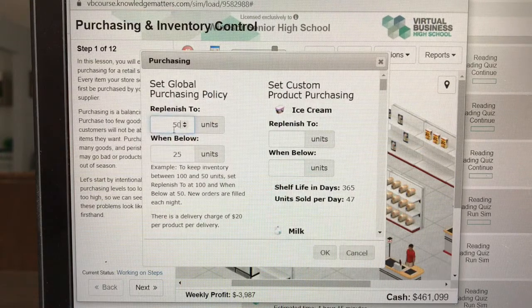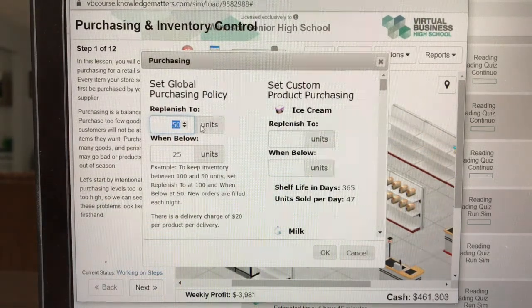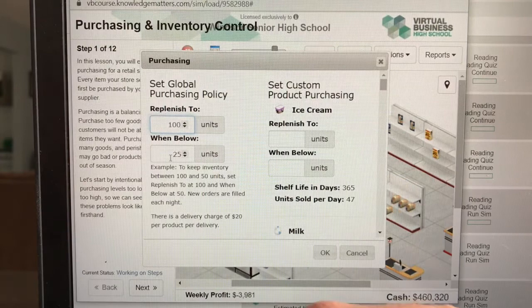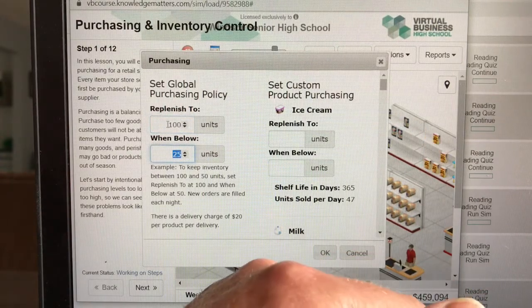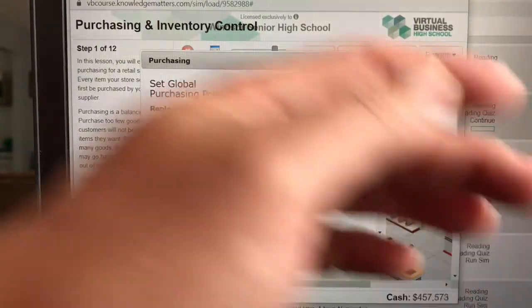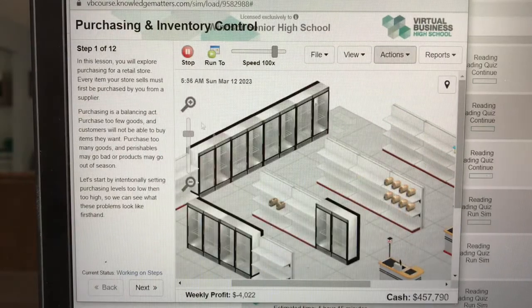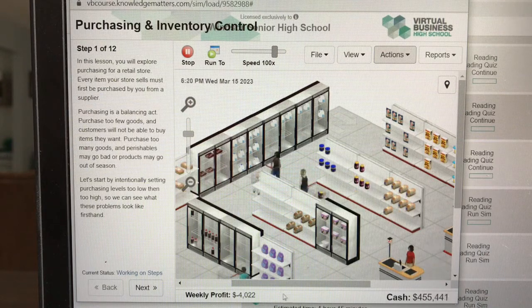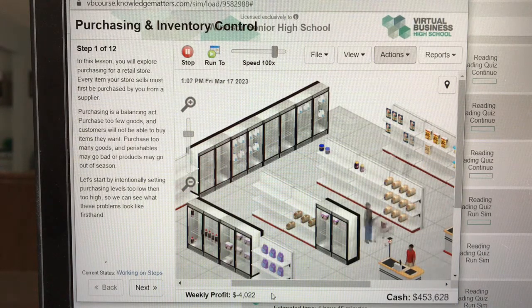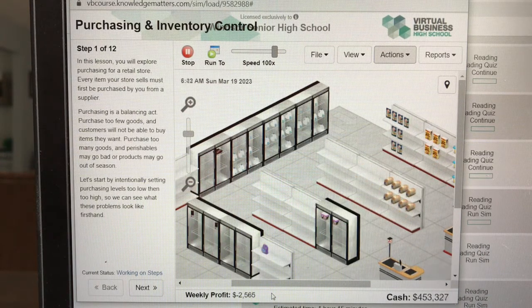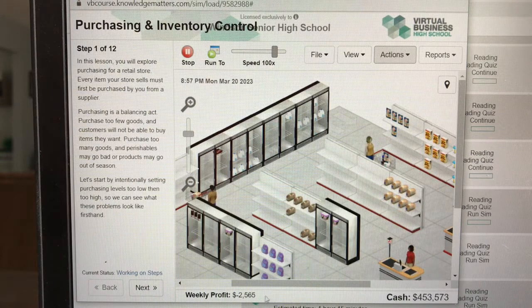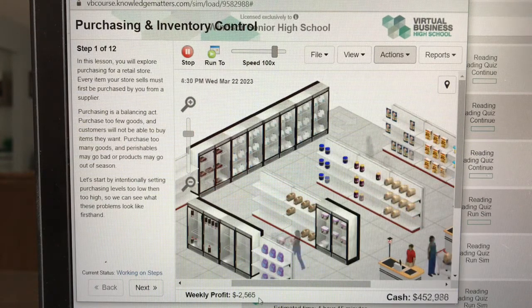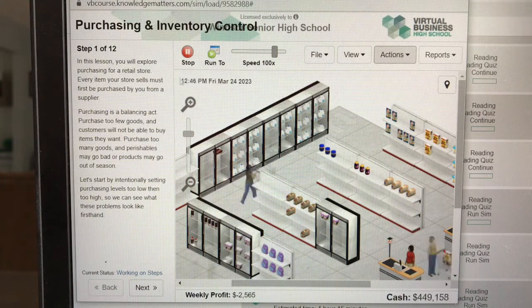That's probably where our big issue is, because we're not selling hardly anything. So let's go to 100 units when it falls below 50 units, okay? All right? So we have a lot more on the shelves now. Okay, so we should see an increase in profit because there are more items for people to buy by increasing the amount there. So look at our weekly profit, still pretty good there. But I'm sure there are items that we're still missing.